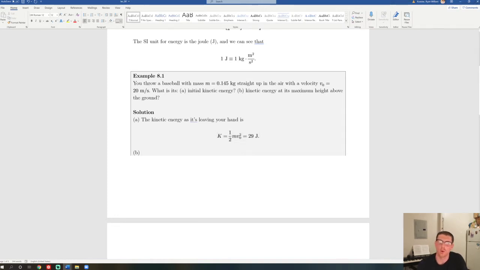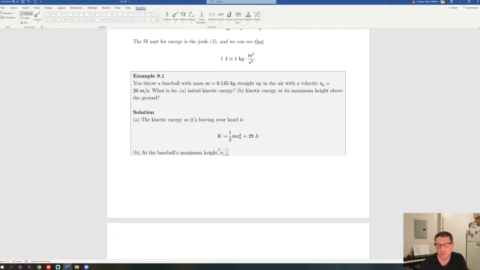And then the other part was we wanted to find its kinetic energy when it's at its maximum height above the ground, right? And so to do this, we recall that at the baseball's maximum height, its velocity is 0 because we're talking about just y velocity, so I don't think I need to specify with a subscript or anything like that. And the kinetic energy is 0.